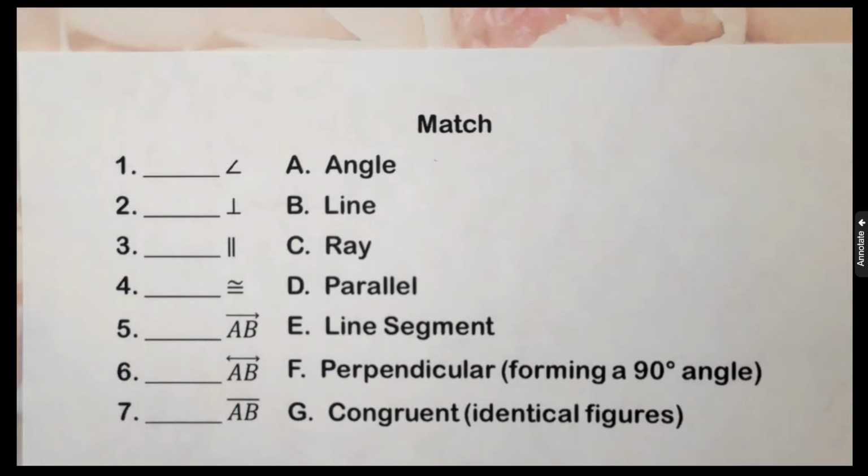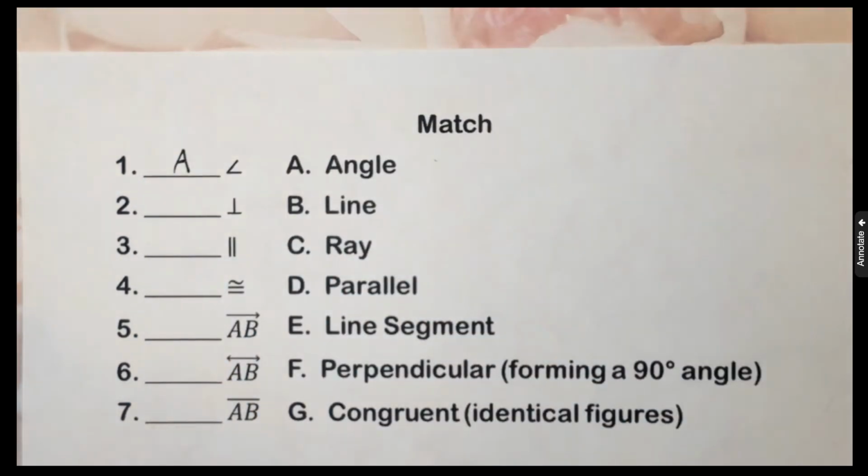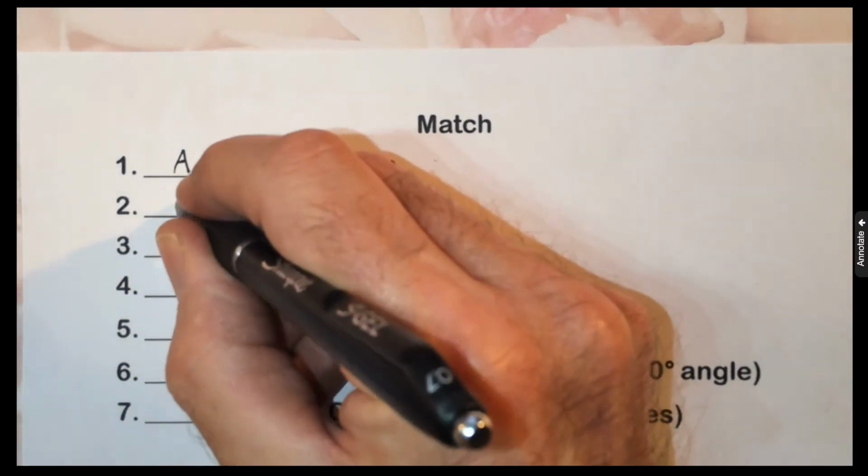Now it's time to match the symbol with the word. Our first symbol in number 1 is an angle. That symbol replaces the word angle. So that matches up with A. Symbol number 2 looks like an upside down T, and that symbol replaces the word perpendicular. That symbol is used when 2 figures form a 90-degree angle. So that's choice F.